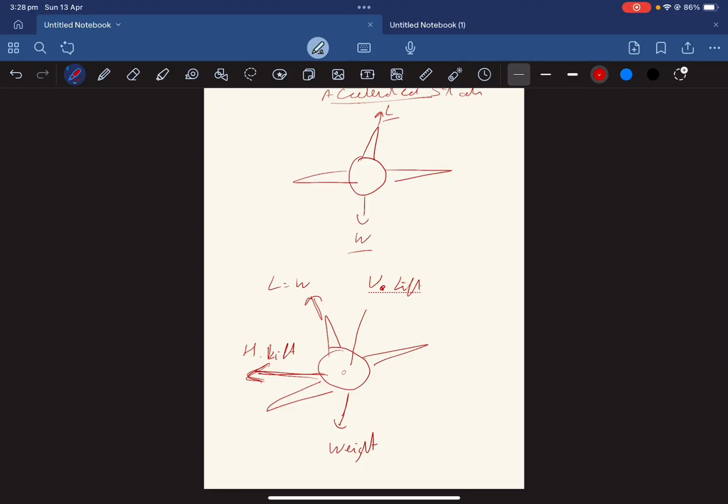So what happens if you don't increase your lift? Since the vertical part is reduced, the weight is dominating, and then you will descend.